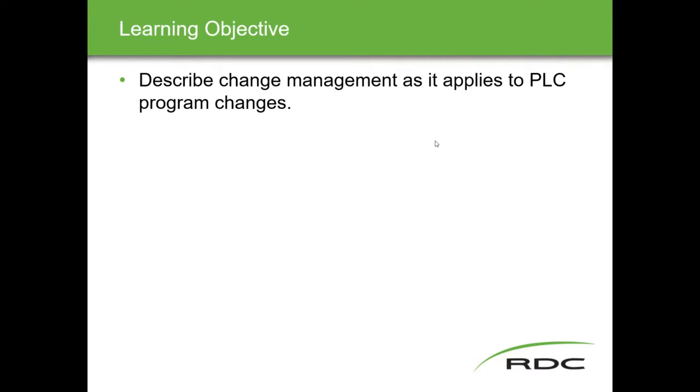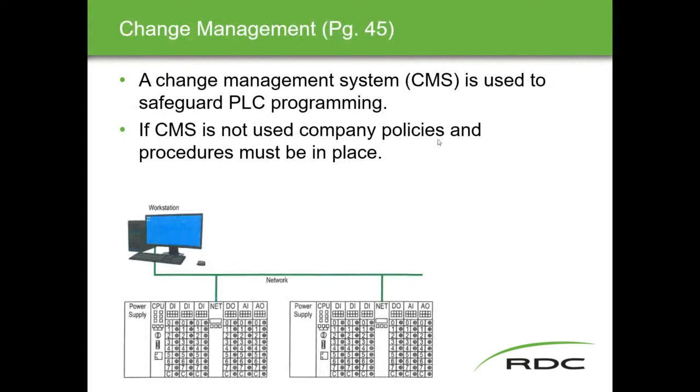Anytime you get into the program, you alter the program, you change the program in any way, shape, or form, you've got to document it. And that is, in a nutshell, what change management is. Okay, change management involves using a change management system, which is used to safeguard our programming. If you don't use a change management system, company policies and procedures must be in place.